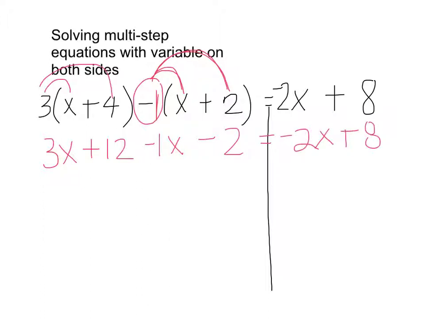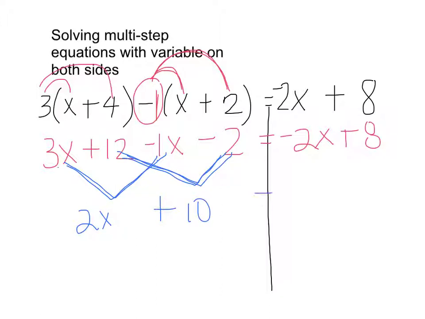Now I've got to look and see if I can combine like terms. And I can combine like terms on the same side of the equal sign. These both have an x, and these both are constants, so I can combine them. So 3x minus 1x is 2x. And 12 minus 2 is 10. And now bring down my negative 2x plus 8.